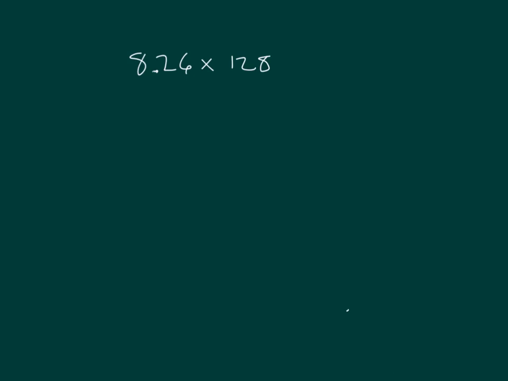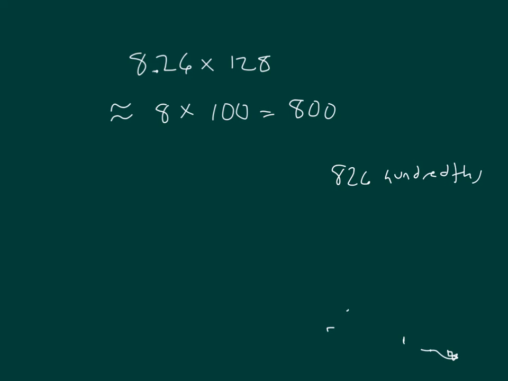Here we have 8 and 26 hundredths times 128. Let's write an estimate first. 8 times 100, which equals 800. I think our estimate is lower than our actual answer. I did round down there, and I also rounded this down as well. Let's try our standard algorithm first. How many hundredths is that? Did you say 826? Multiply it by 128.